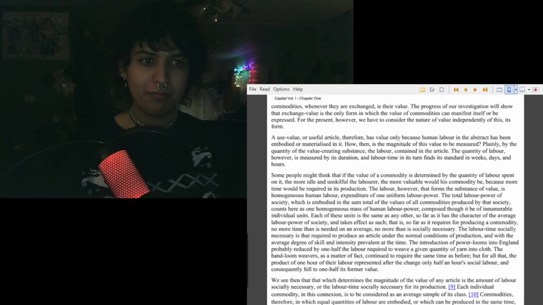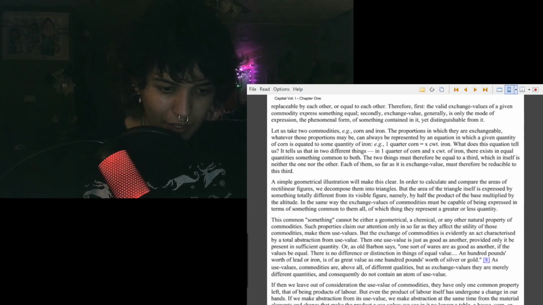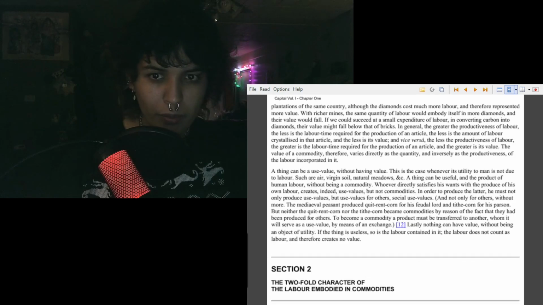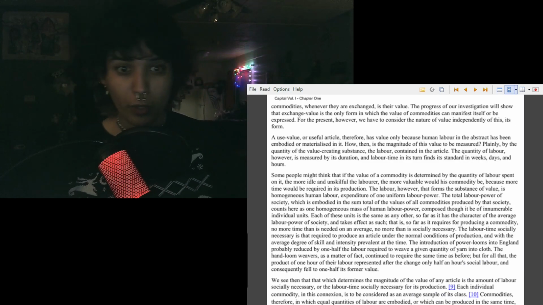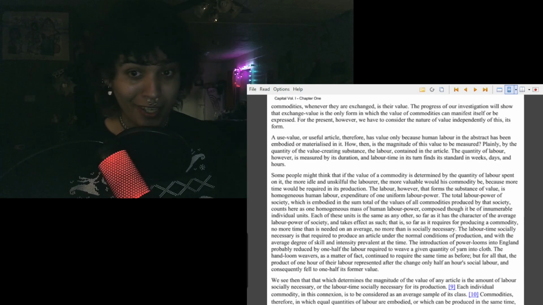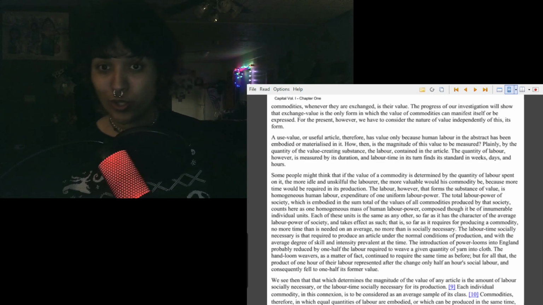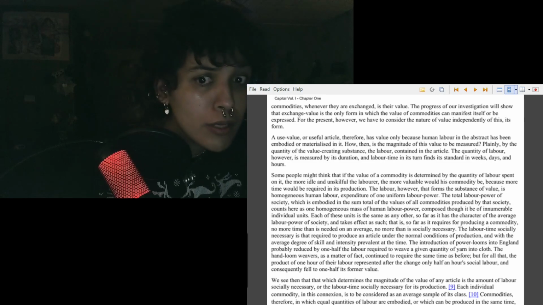Let's process what we just read. Value: when we see commodities are exchanged, the value manifests itself. So only when you sell things does it become useful. Only when you use it, it has a value. Only when you sell it, it has a value. If it's just sitting on the bench, it's just speculative value.